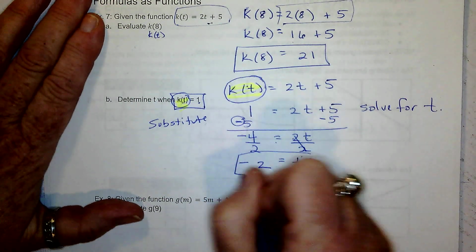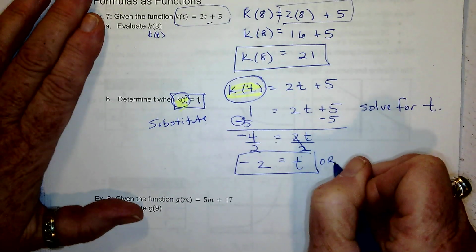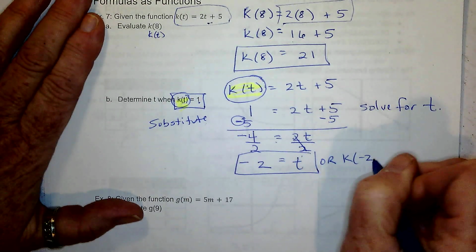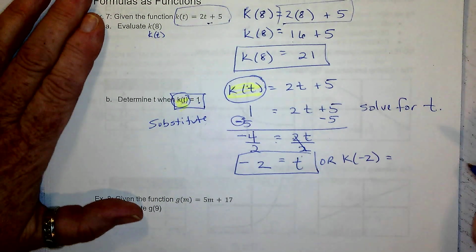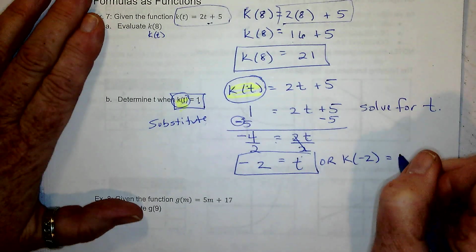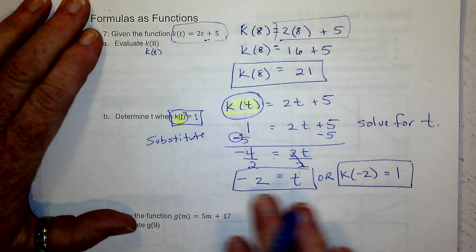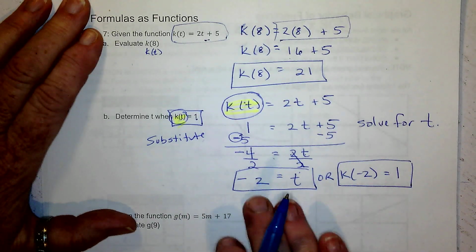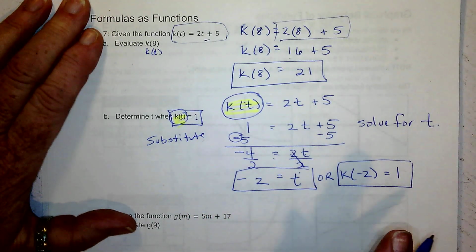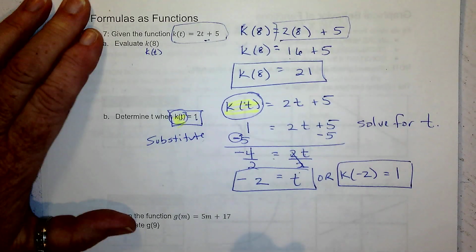You can leave this as your answer, or you could rewrite it as k of negative 2 is equal to 1. I had to think through that for a moment. So those are your two options. I do not expect both of these answers. You decide which one you want to present, okay?